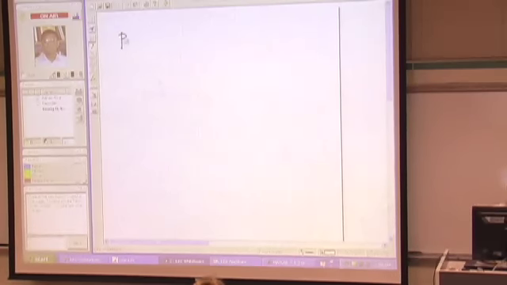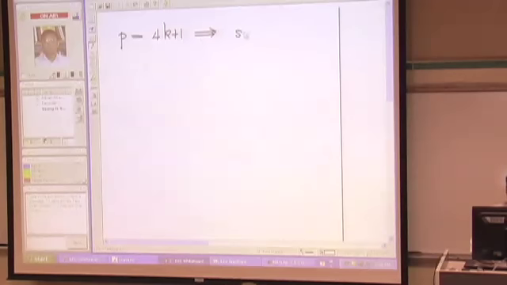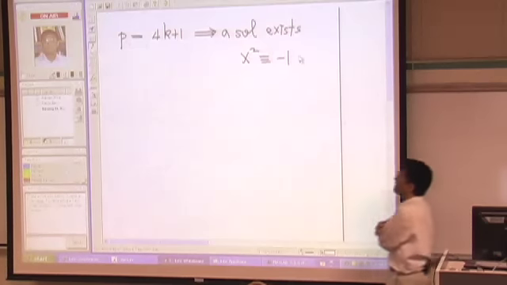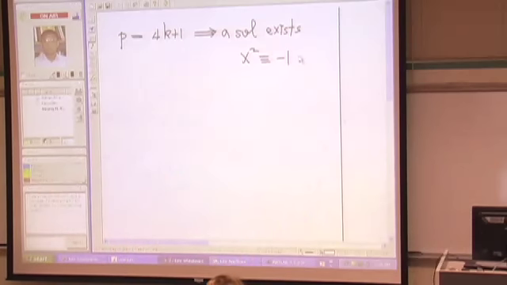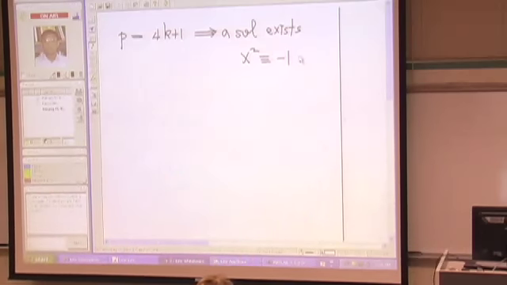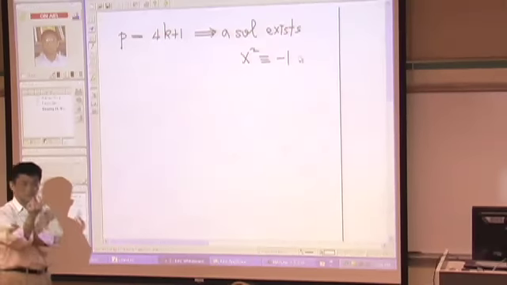If P is 4k plus 1, then a solution exists. A solution to this case exists. So this is the one that I will prove, and this proof is constructive. I will show you what the solution is. I'm just saying a solution exists, but I will show you what the solution is.